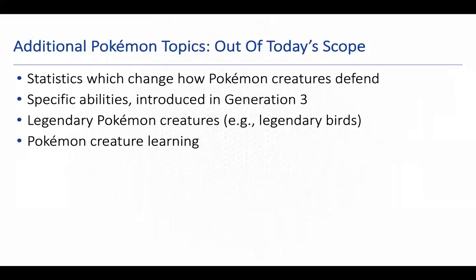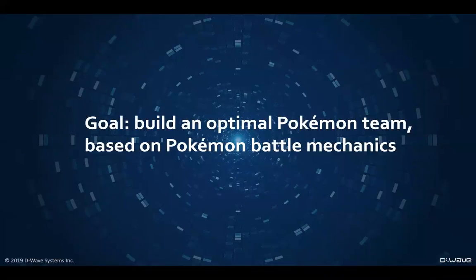I won't go into some of the more advanced things which have evolved. Pokemon, I believe, is on generation 8 at this point, and we're going to only do generation 1 today. So there's some things here that we're not going to discuss. That would be too much detail. Our goal really is to use the quantum computer to build an optimal Pokemon team based on Pokemon battle mechanics. And what we're going to do now is talk about how you would do that.